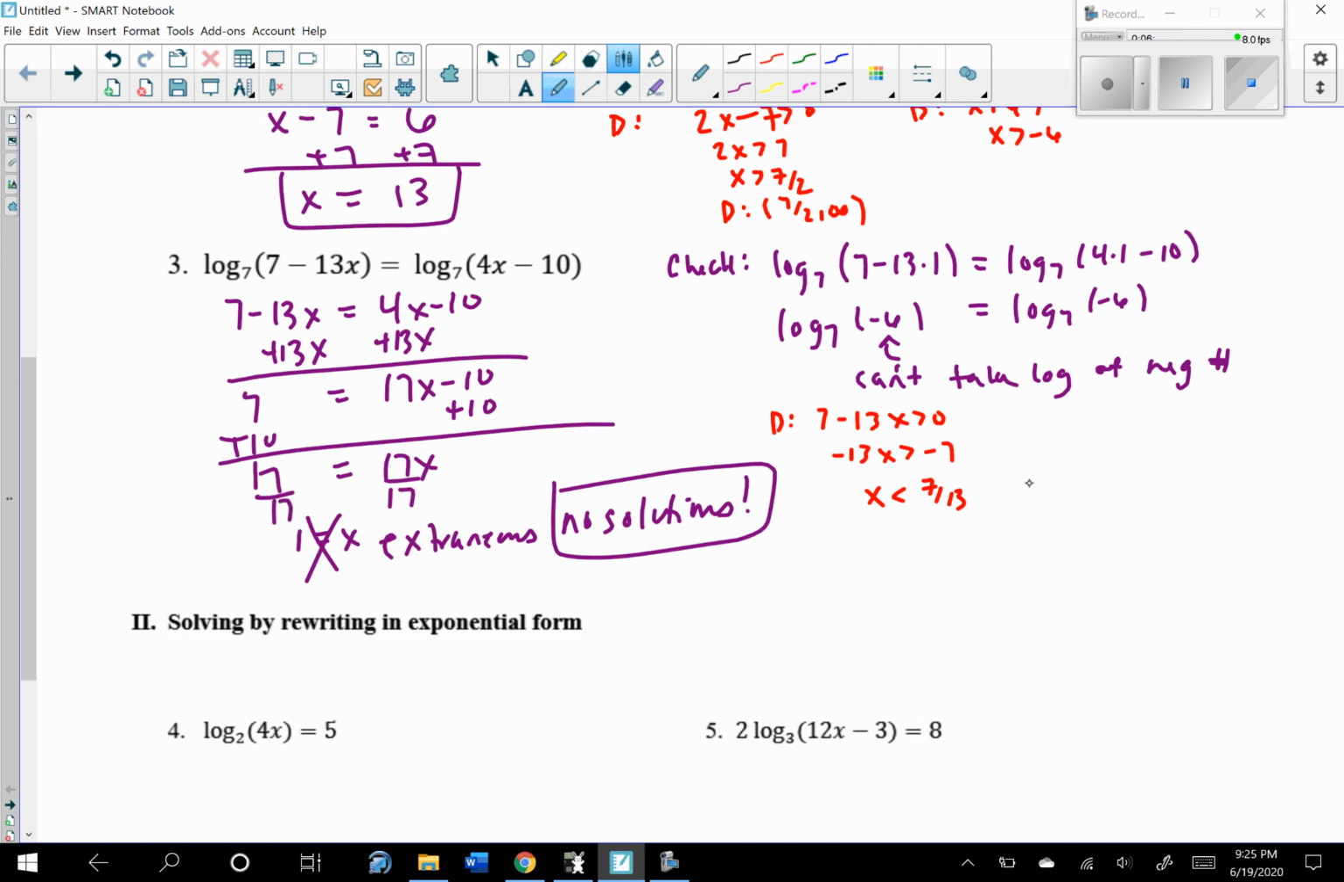And then we're going to do the same thing for the other side. So this was 4x minus 10 has to be greater than 0. Add the 10, divide by 4. And of course, we can reduce that into 5 halves.